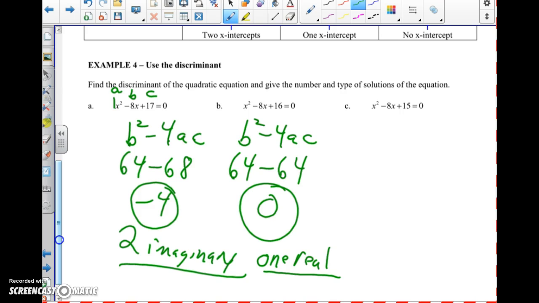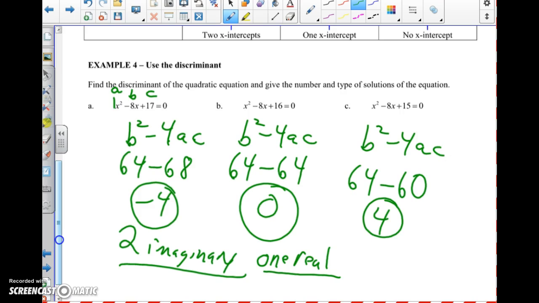Okay, let's look at the third one. Here's b squared minus 4ac. How much is b squared? 64. How much is negative 4 times a, 1, times c, 15? Negative 60. How much is 64 minus 60? 4. So what kind of solutions are we going to get here? 2 real, and you just write the words 2 real, right? That's it. You got it.